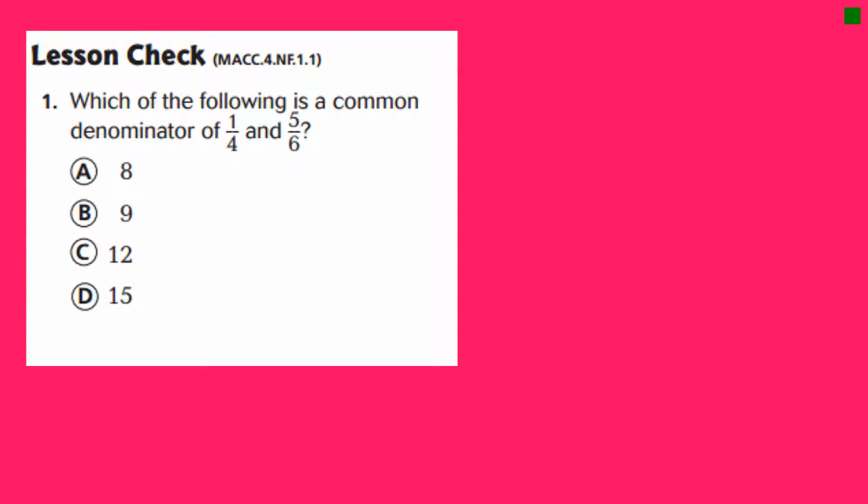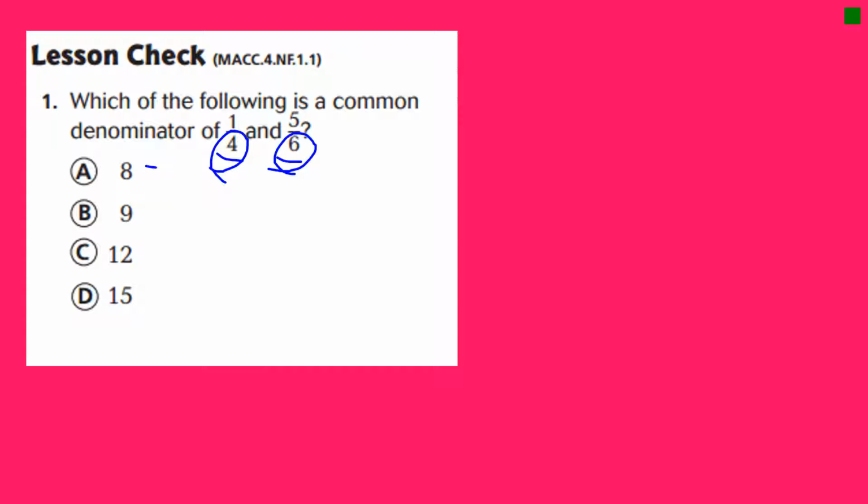All right, we are back on the lesson check. This is number 1. Which of the following is a common denominator of 1/4 and 5/6? Okay, so 4 and 6. Now, a least common denominator is the same as a multiple. Okay, remember that you multiply that 4 and that 6 by something to get the same number. All right, let's just look at our choices.